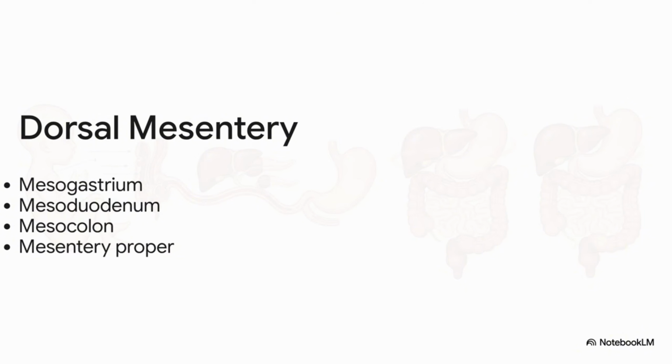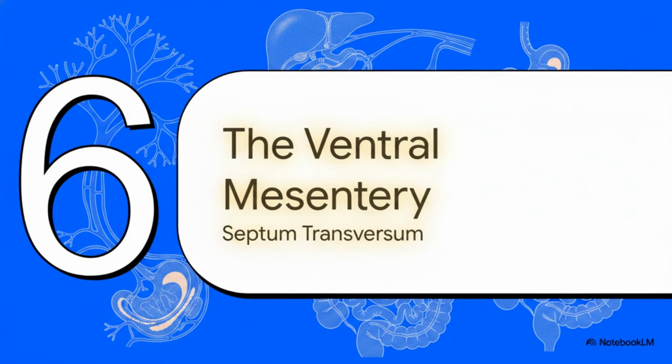First, in the region of the stomach, it forms the dorsal mesogastrium, which eventually becomes the greater omentum. In the duodenum, it forms the dorsal mesoduodenum. In the colon, it forms the dorsal mesocolon. And finally, the specific part of the dorsal mesentery that suspends the jejunal and ileal loops is known as the mesentery proper. All right, our final section, number 6, the ventral mesentery, derived from the septum transversum.